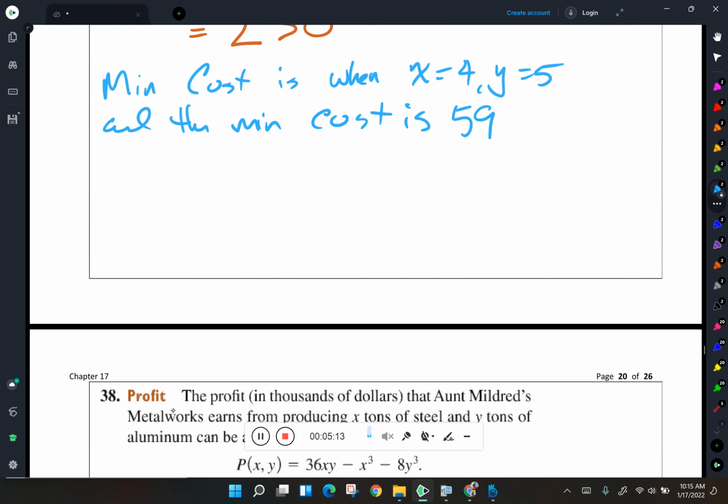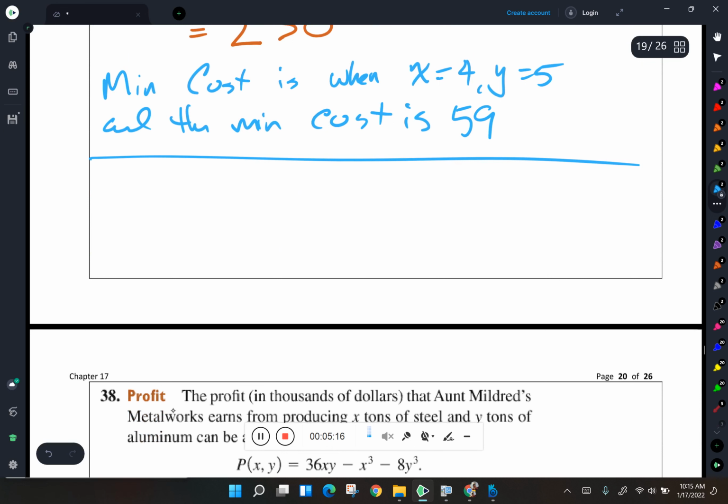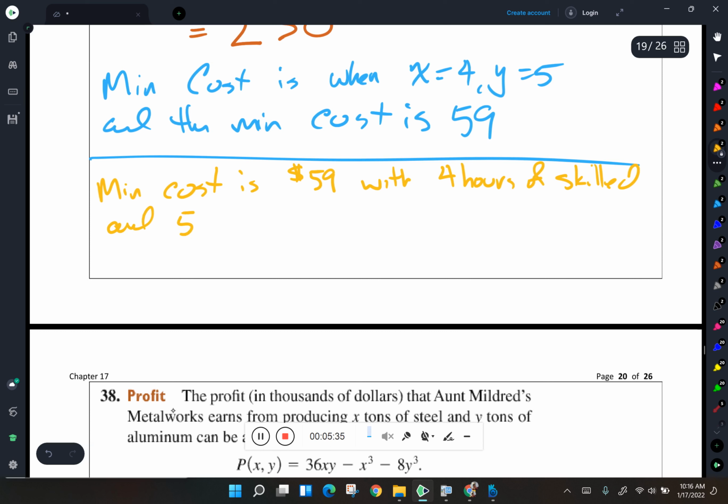Okay. Now, if I remember correctly, that means, if I interpret it in terms of the problem, that the minimum cost is $59 with 4 hours of skilled and 5 hours of semi-skilled labor. That wasn't too bad. Okay, so I'm finding maxes and mins, and I'm just putting it in context. In this case, we put it in the context of some production costs.